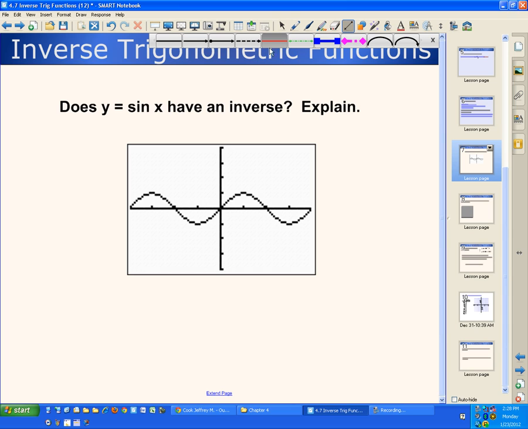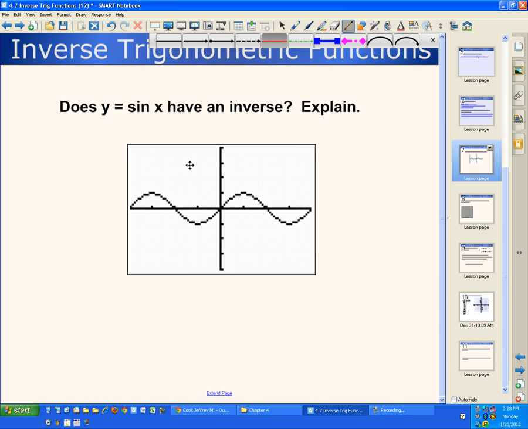And the reason why is, if you remember from when we were doing this before, if we were trying to determine if something was a function, we did what we called a vertical line test. And you'll notice that sine is a function because it passes the vertical line test, meaning if I draw a vertical line anywhere in the graph, and it only crosses one particular point, it's a function.